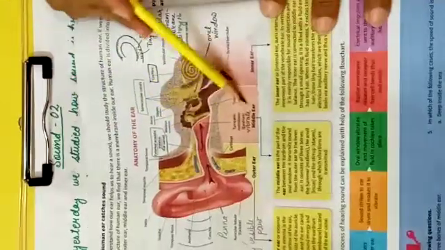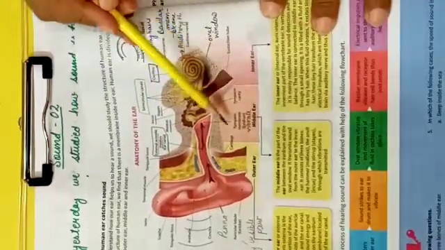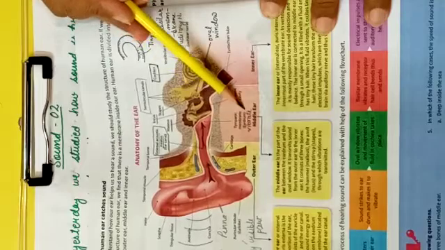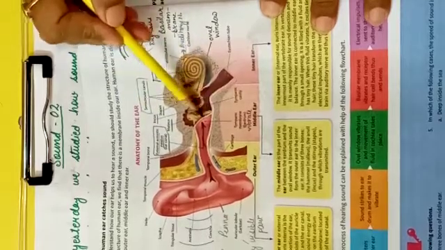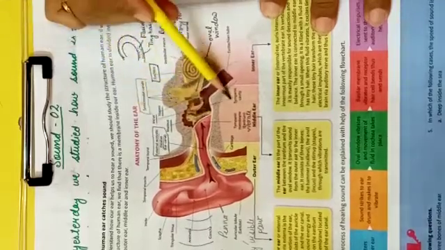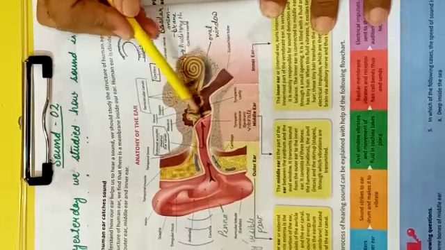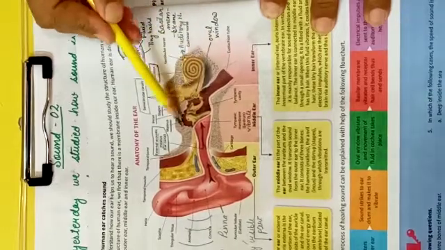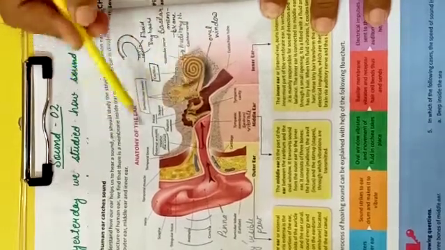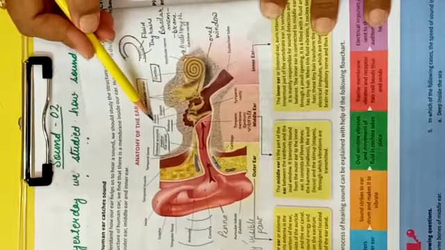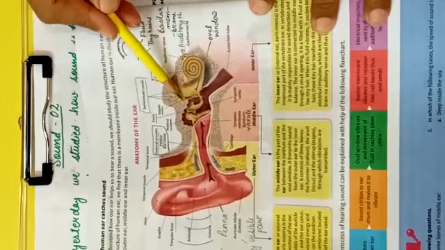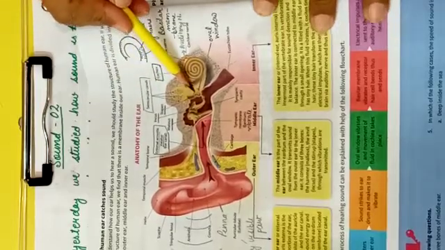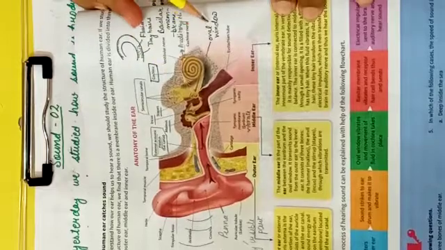Then comes the middle ear. The middle ear also has two parts: the tympanic membrane or the eardrum. It is here. Then there is the tympanic cavity, this thing. This tympanic cavity contains three bones: malleus, incus and stapes. This stapes is connected to the internal ear through an oval window.